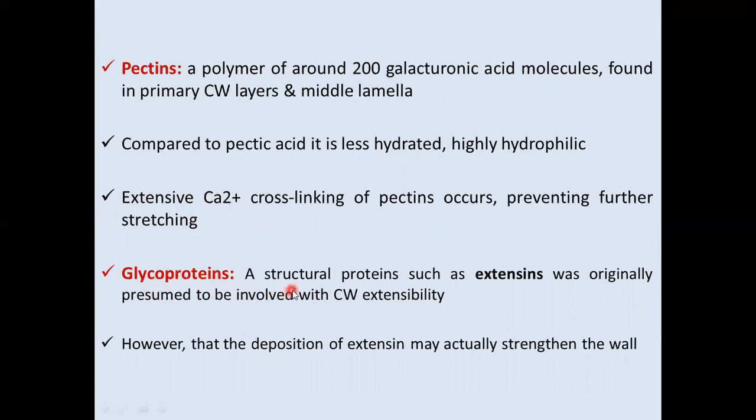Next is glycoproteins. A structural protein such as extensin was originally presumed to be involved with cell wall extensibility, but now we know that deposition of extensin may actually strengthen the cell wall. So glycoproteins are structural proteins, and one example of glycoprotein is extensin, which was originally thought to be involved in cell wall extensibility, that it gave an extension to the cell wall. But now we know that the deposition of extensin may actually strengthen the cell wall.